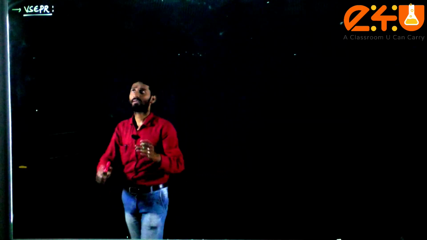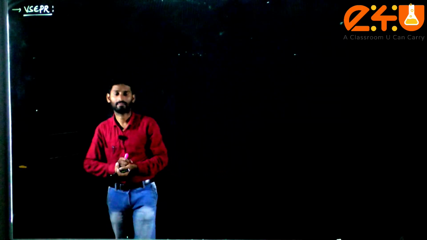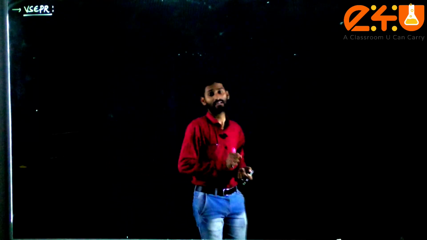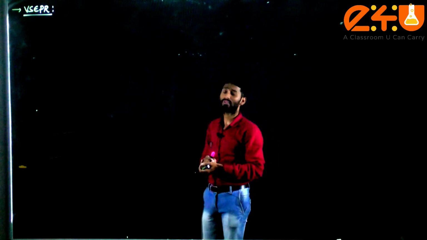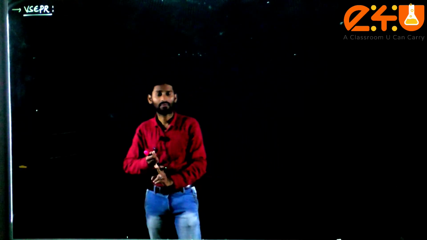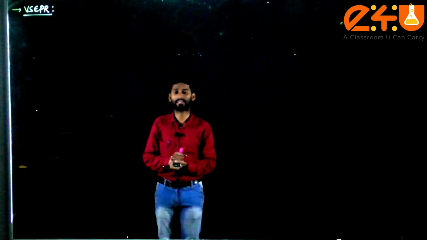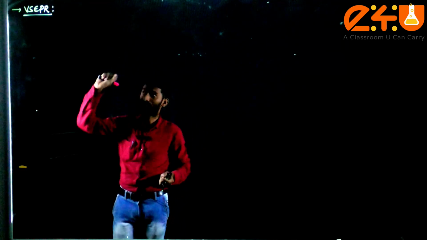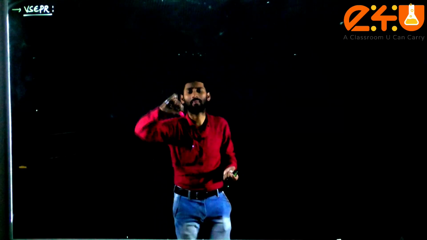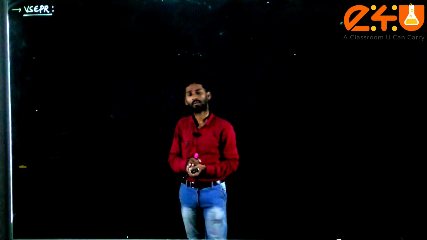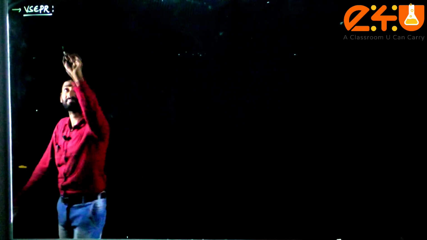If any molecule or compound contains lone pairs of electrons in the central atom, what is the effect on that molecule? Does it affect the shape and the bond angle of the molecule? Yes. Due to the presence of that lone pair of electrons, it will change the geometry of the molecule and also the bond angle.